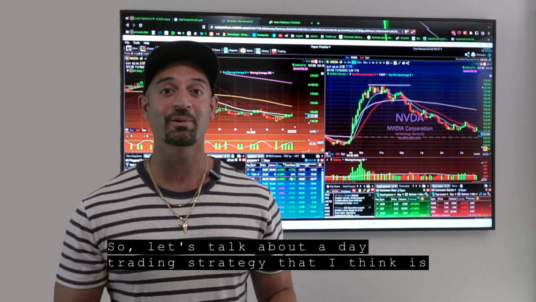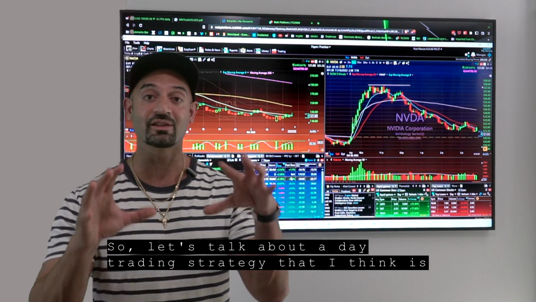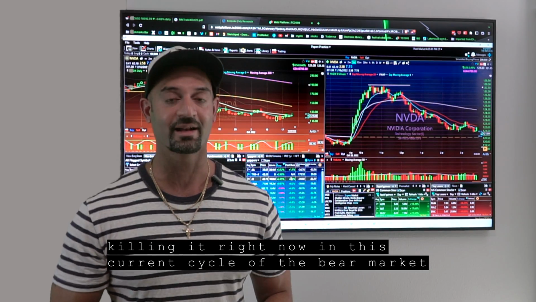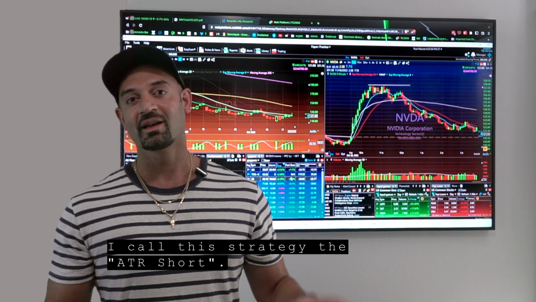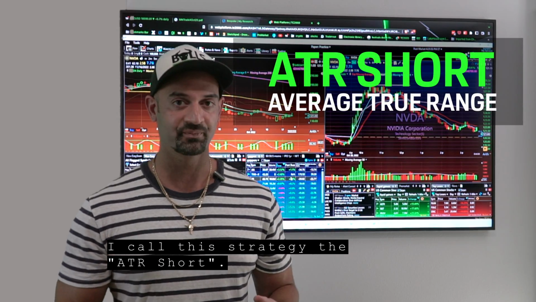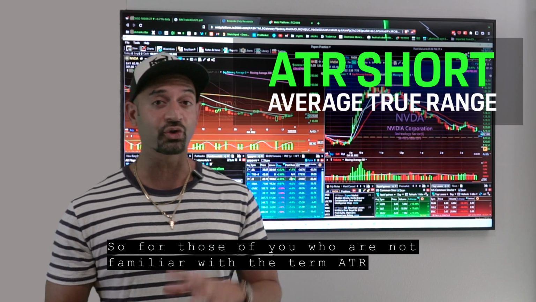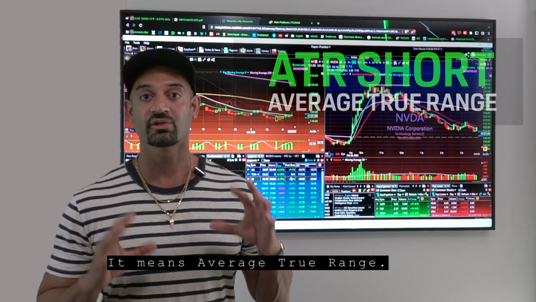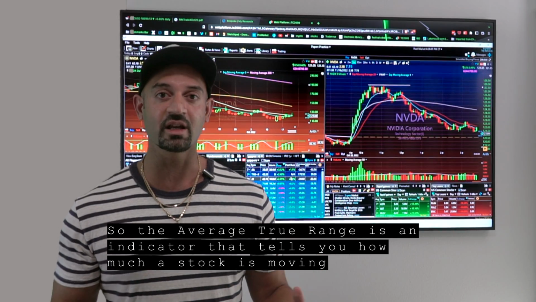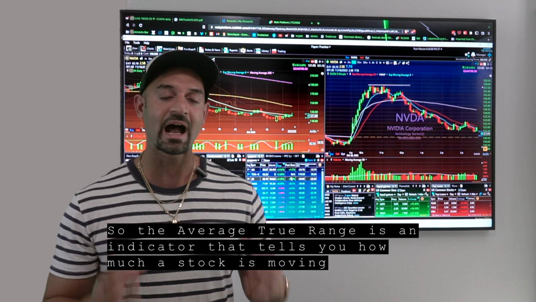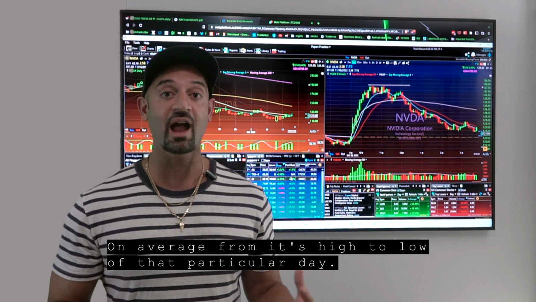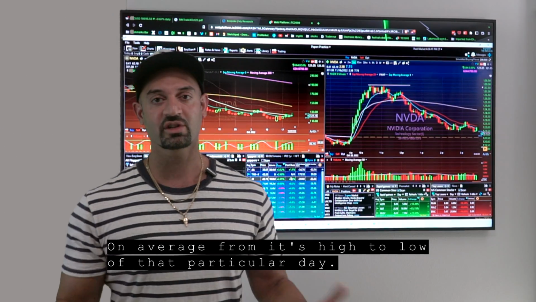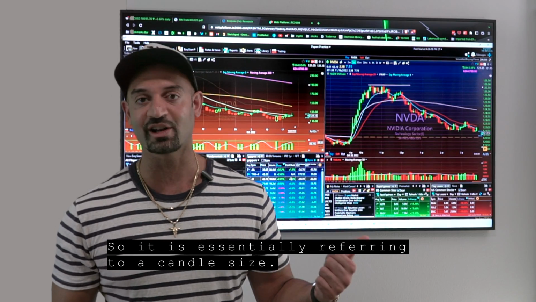So let's talk about a day trading strategy that I think is killing it right now in this current cycle of the bear market. I call this strategy the ATR Short. For those of you guys that are not familiar with the term ATR, it means average true range. The average true range is an indicator that tells you how much a stock is moving on average from its high to low of that particular day. So what it's essentially referring to is a candle size.